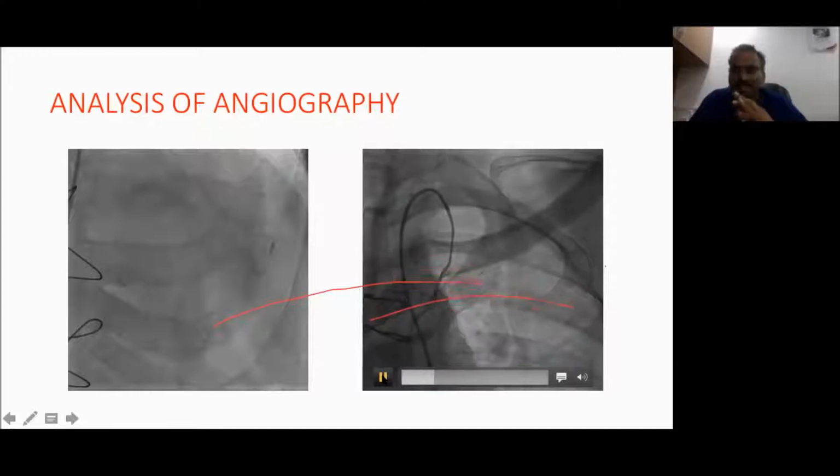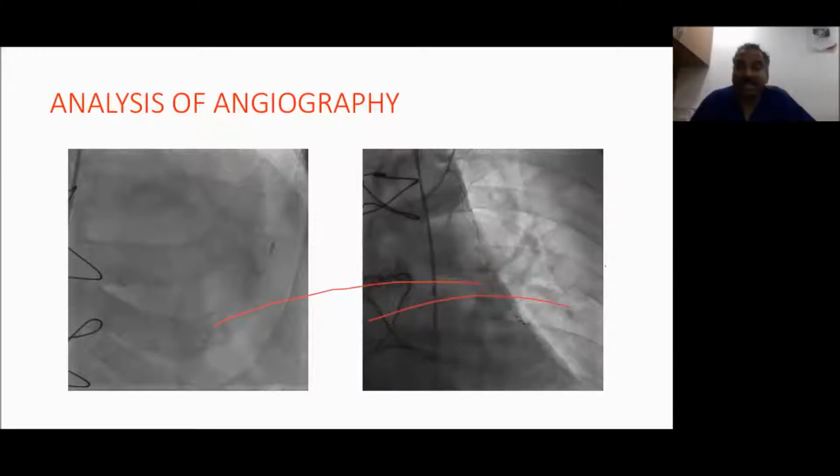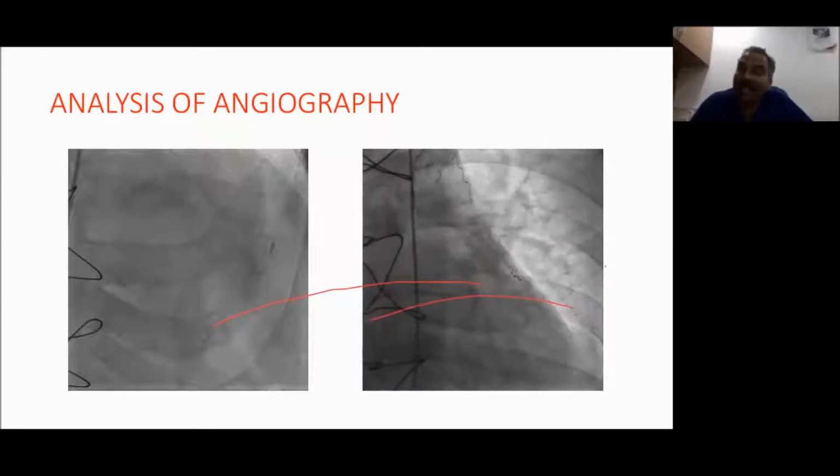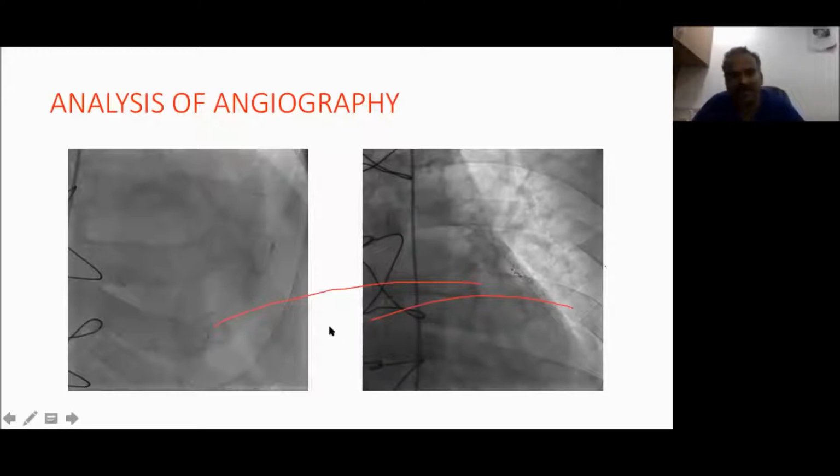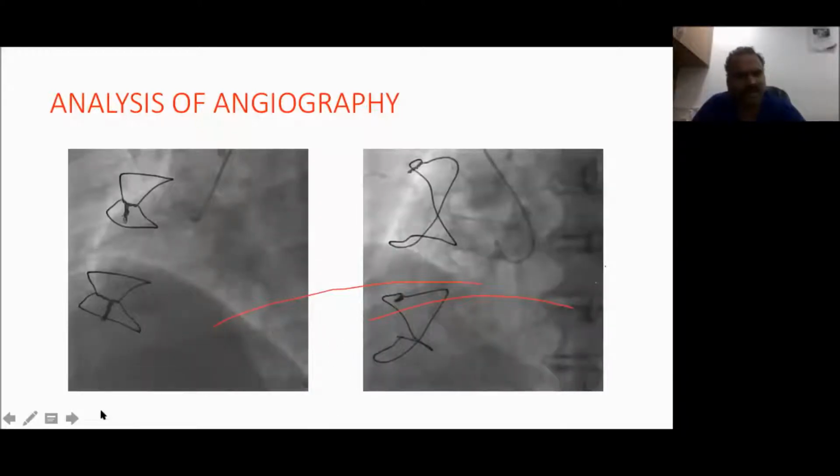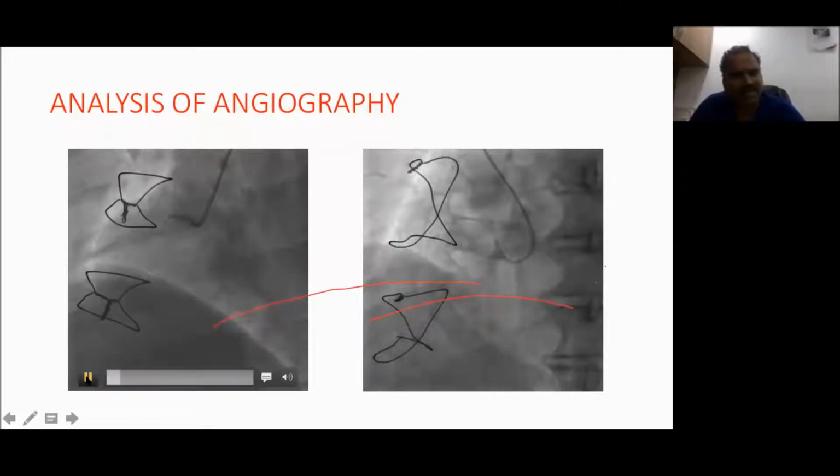So this is exactly how, with native vessel injections, we can understand how the graft is for that vessel, provided you can see the distal territory of the native vessels. And you can see this is a right angiography.